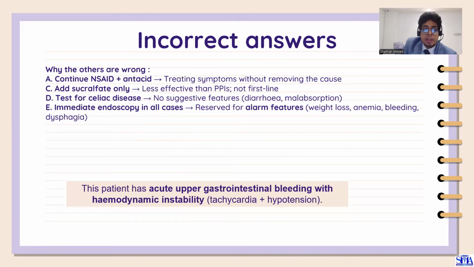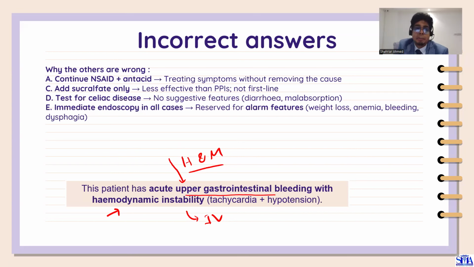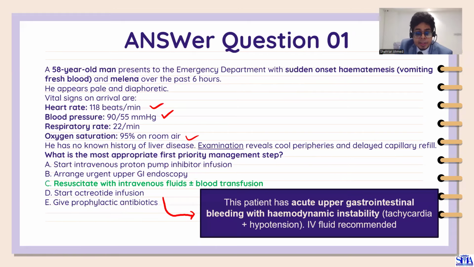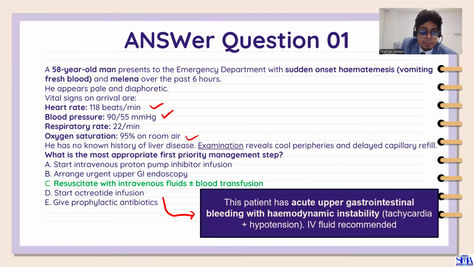So acute upper GIT bleeding, you all agreed on that. In our case, there was hematemesis and melena, which is known as upper GIT bleeding. With upper GIT bleeding and hemodynamic instability, our treatment is definitely IV fluid. Some of you were also thinking about giving a proton pump inhibitor. There is a condition, bleeding peptic ulcer, but that's a little different. IV fluid has always been the mainstay of the treatment.